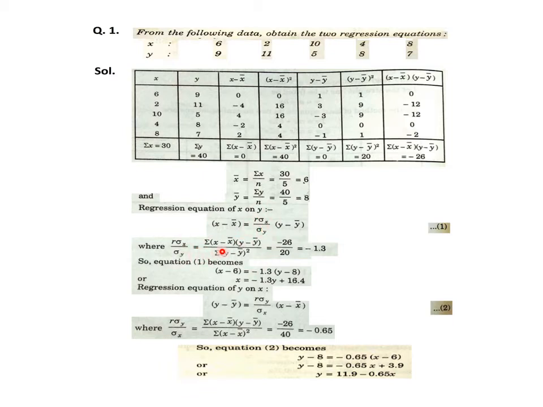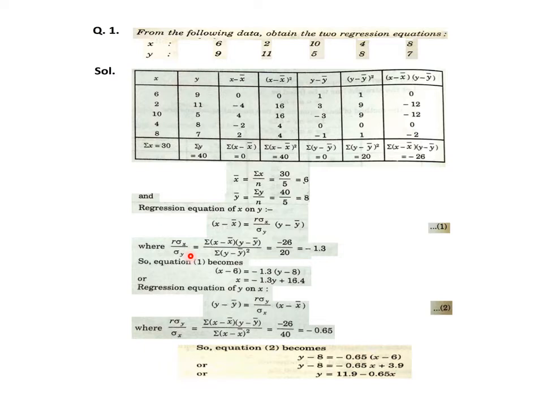It is sigma x minus x bar into y minus y bar, that is minus 26 as you can see, upon, since sigma y is on the denominator side, remember it like that, sigma y minus y bar whole square in the denominator, which is 20. So minus 26 upon 20 is minus 1.3. So the value of that r sigma x upon sigma y is also known as a correlation coefficient.